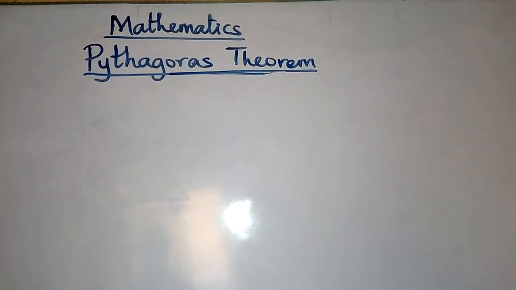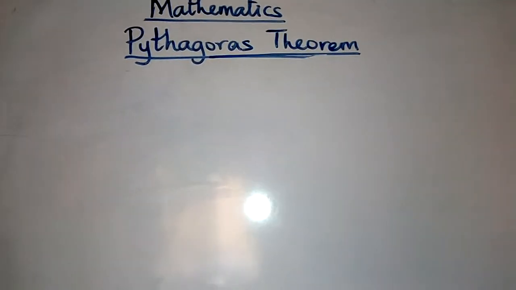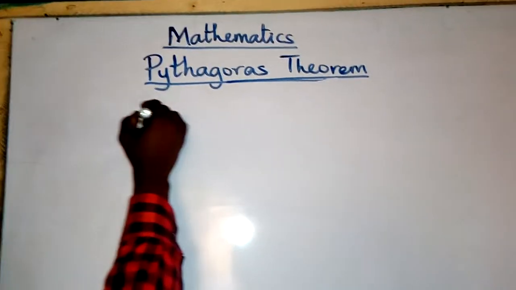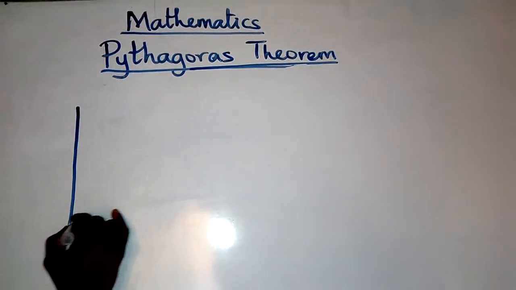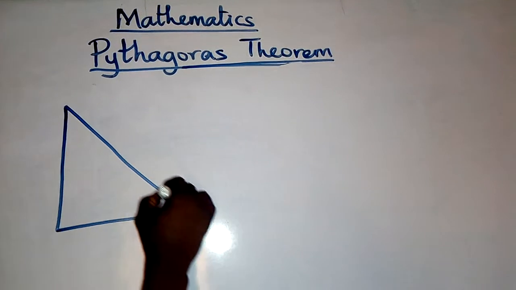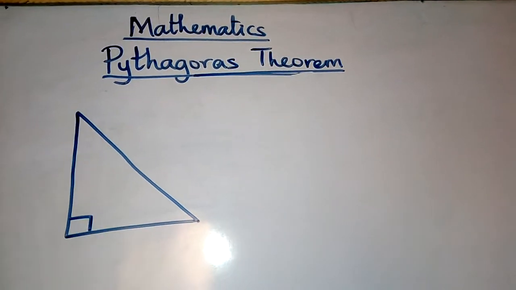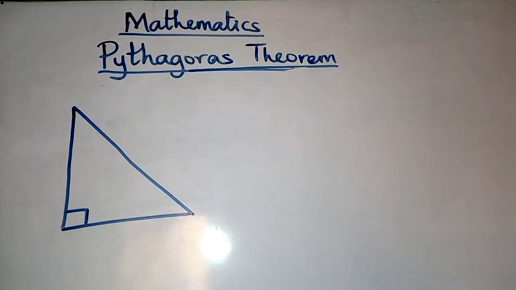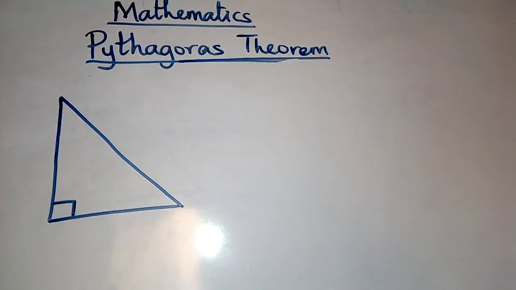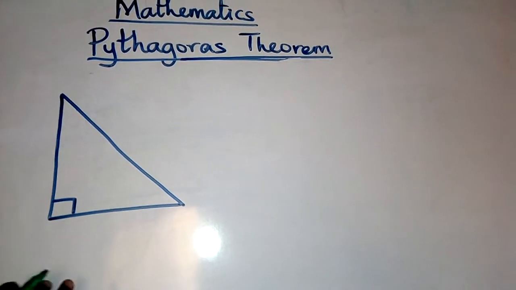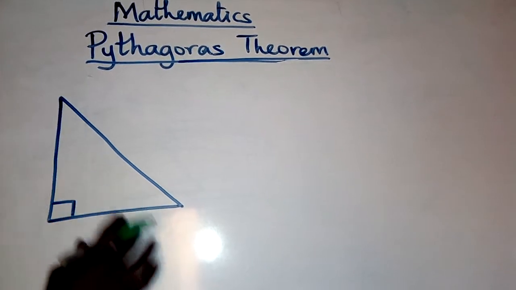Pythagoras theorem is a theorem that is used to calculate the size of a right angle triangle. This is a right angle triangle. The size of a right angle triangle, we use Pythagoras theorem to calculate it, to find any side of the right angle triangle. This is an example of a right angle triangle.